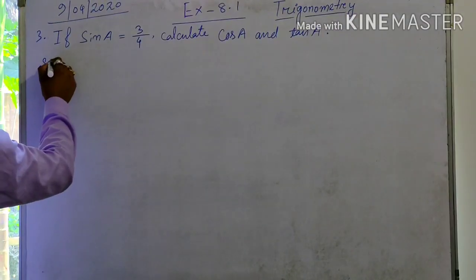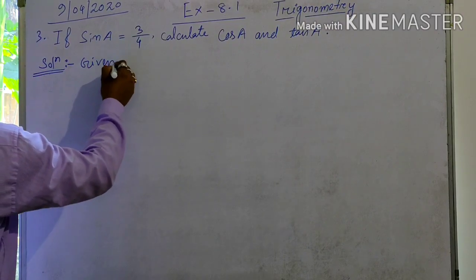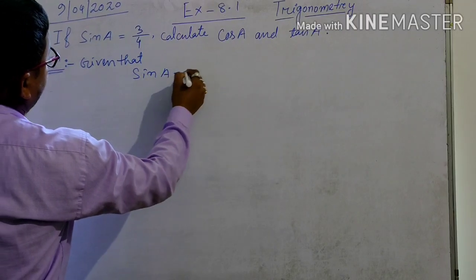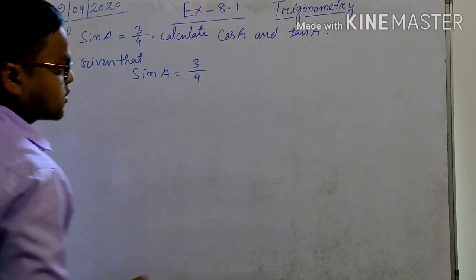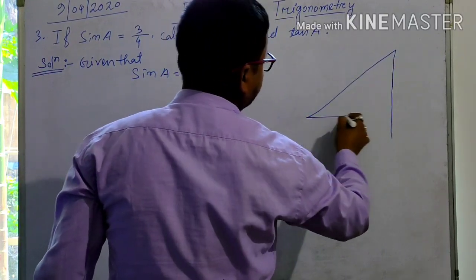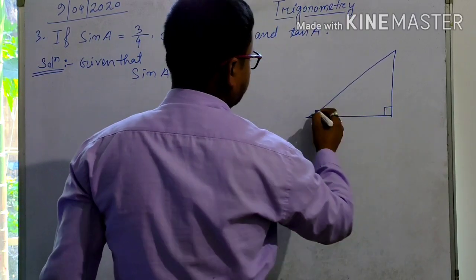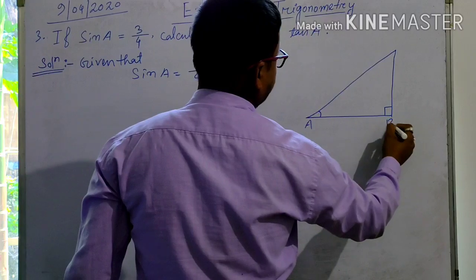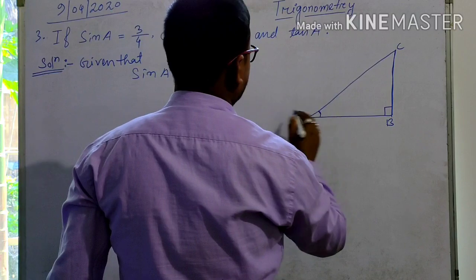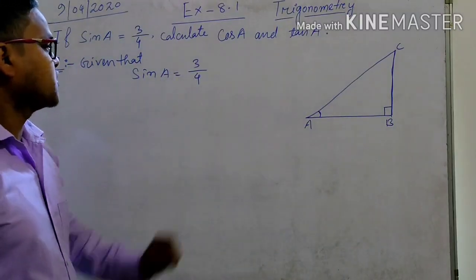The solution. Given that sin A equals 3 by 4. So we consider a right angle triangle. Suppose this angle is A, and this is B and C. An angle A is given, so this is the base. It is given sin A equals 3 by 4.